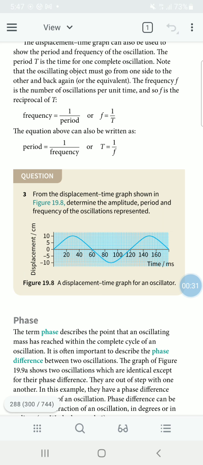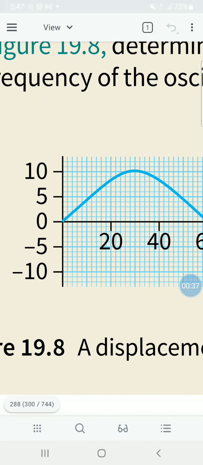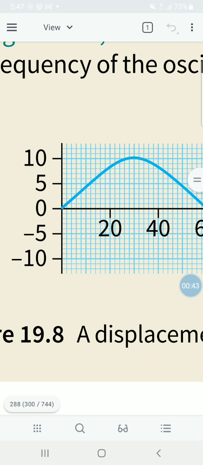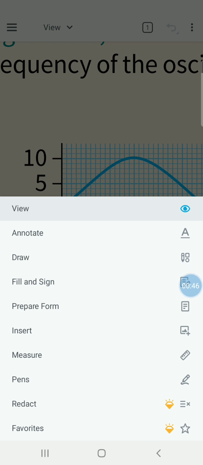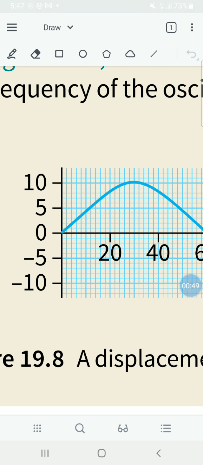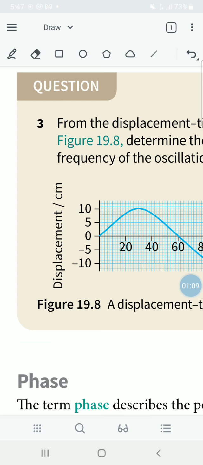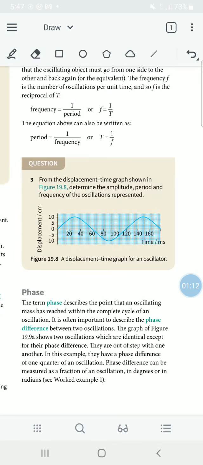Amplitude is the highest displacement, so it is quite easy to find. Let's look at this a little bit closer. As you can see, there is a change in here. The height is this much. That is the height, that is 10 centimeters, that is the maximum height. So you can take that as the displacement. So the displacement is 10 centimeters because they have given the displacement in 10 centimeters.